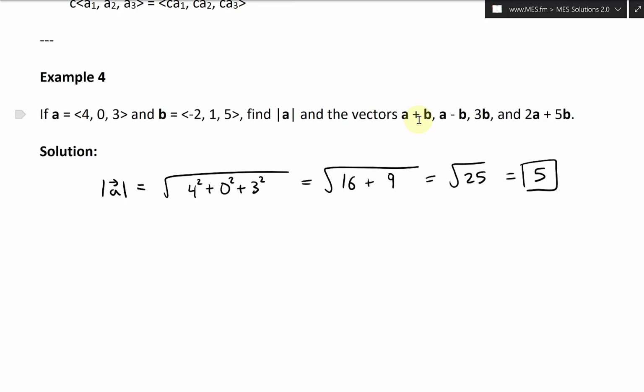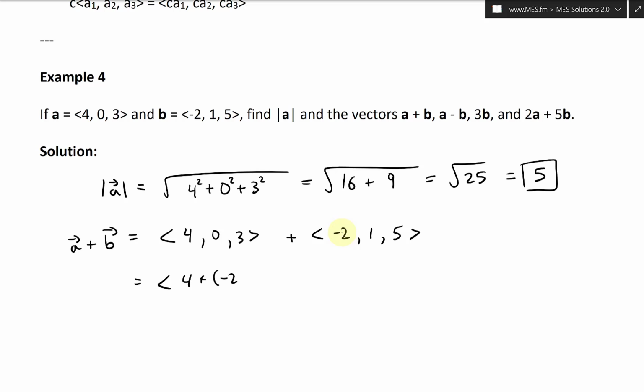Now we're asked for the vectors A plus B. So A vector plus B vector equals, let's just write these out, and then we're going to combine all of the components. So this is 4, 0, 3, and then plus the B components over here, -2, 1, and 5. Now we just add the components. This equals 4 plus -2, and then 0 plus 1, then 3 plus 5. So 4 plus -2 is 4 minus 2, which is 2. Next one is 0 plus 1 is 1. 3 plus 5 is 8. So that is our A plus B. So we've solved this one.